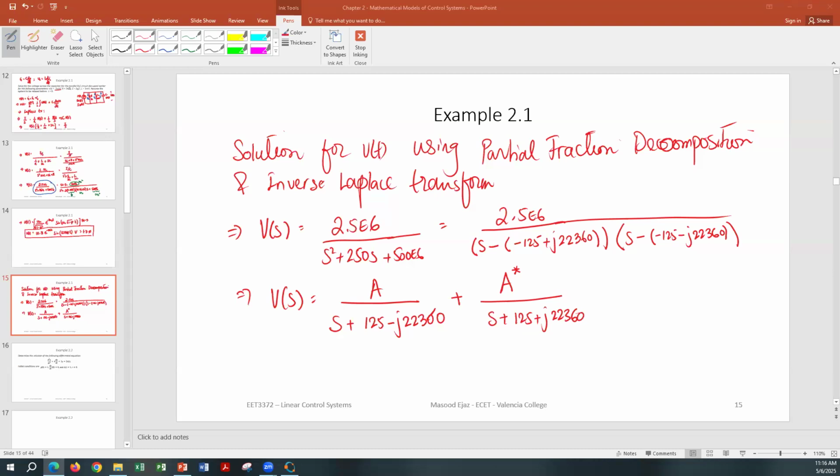All right, anybody remember how to find the value of A using partial fraction decomposition? Of course, once you find A, you know A conjugate is the conjugate of A, so you don't have to find the conjugate. You have to find only one basically. But how are you going to find the value of A from this equation using partial fraction decomposition? Anybody remember that?